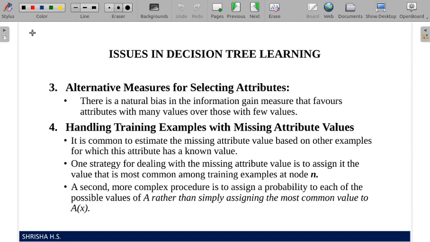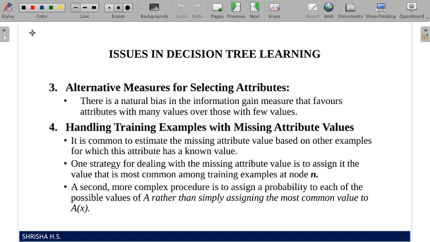Okay. The next strategy is to assign the most common value. Suppose temperature equal to cool is the most common value in the data set, then fill in the most common value. So fill temperature equal to cool for the missing attribute value.